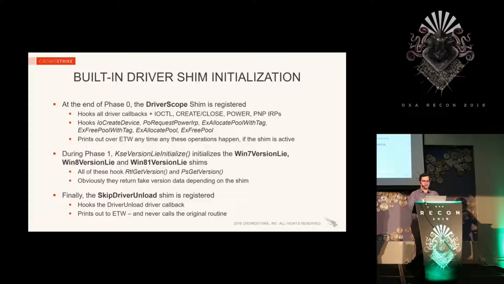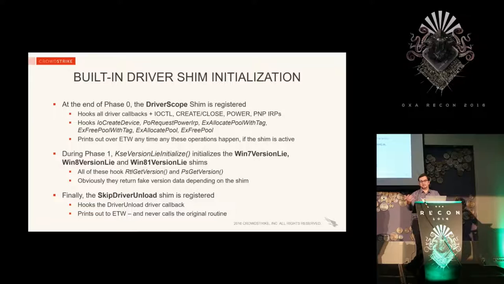Basically, when this shim is active, all it does is hook all those things, and it just prints out over ETW, which is Event Tracing for Windows, Windows's internal tracing mechanism, anytime that happens. So it hooks those things and tells you that it happened, as the name suggests, driver scope, kind of like a scope for drivers. We're going to see that driver scope is never active on anything by default, but if you activate it, and we're going to see how you can activate a shim, you get some ETW events.